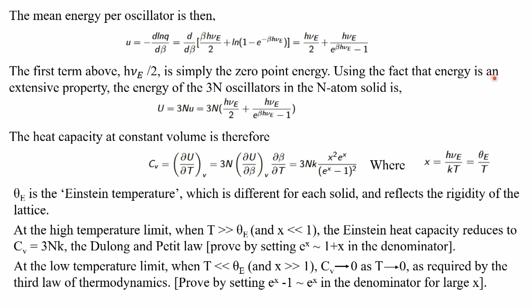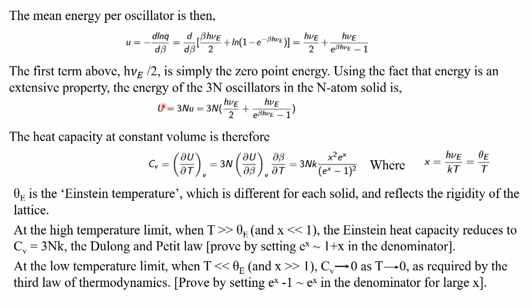Using the fact that energy is an extensive property, consider the energy of the 3n oscillators in the n-atom solid. For n number of atoms in the solid, we have 3n number of oscillators, so you need to multiply this u by 3n. The small u is the energy of a single oscillator, and capital U is the total energy of the system, that is, of the 3n oscillators. So we get U here.